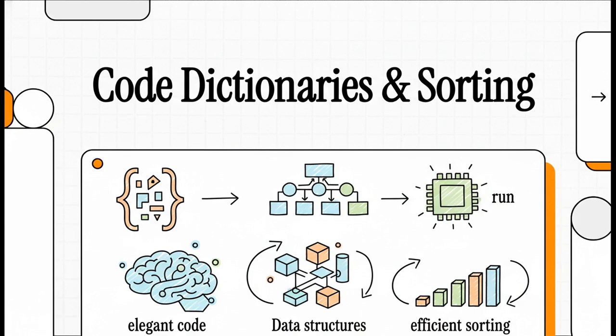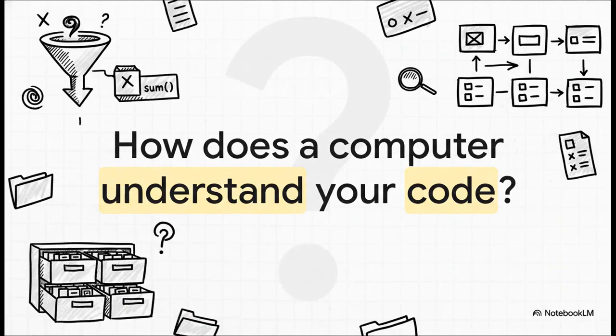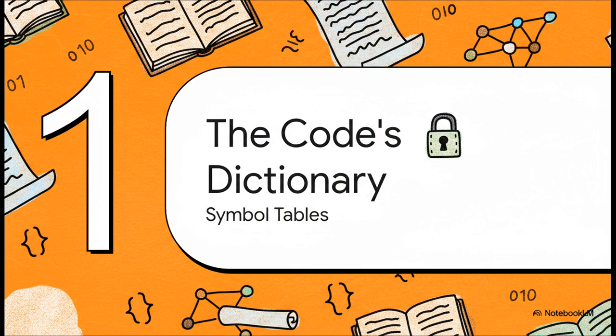Let's dive in. So let's start with a really basic question. You've got a compiler, right? The program that reads your code. When it sees a variable you named x or a function called sum, how in the world does it remember what those things are? I mean, it can't just guess. It needs some kind of internal filing system, a way to keep track of everything you've defined. And that filing system has a name. It's called the symbol table.